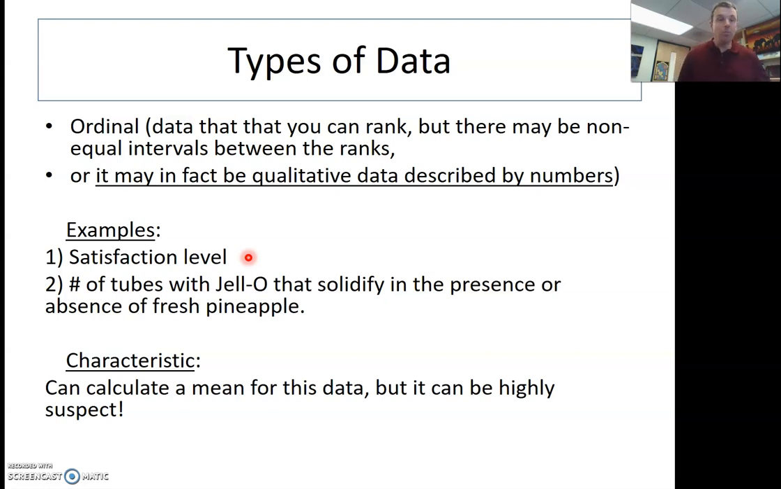And so we actually have a pretty good example of this. So you can calculate a mean, but that mean is highly suspect because what really is the difference between 5 and 10 versus 1 and 3? For example, in your satisfaction level, 0 to 10, most people really fall probably around 7 and 8. So the higher numbers there, the difference between a 9 and a 10 of satisfaction is not the same as between a 3 and a 4, for example.